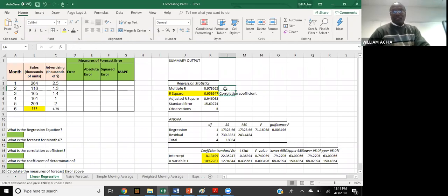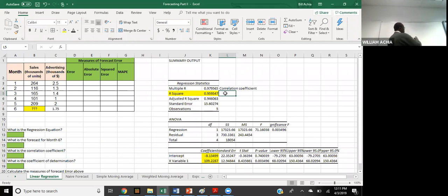That should be a multiple R right here. A multiple R basically tells us that the correlation is pretty strong. There's a multiple R of 0.97, which is like 97%. So the two items, advertising and sales, move together in the same direction, and that correlation is very strong.